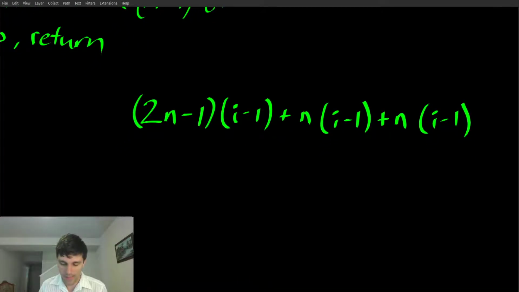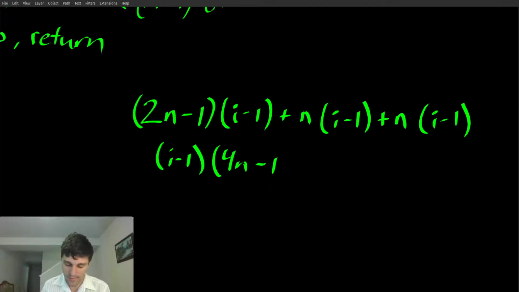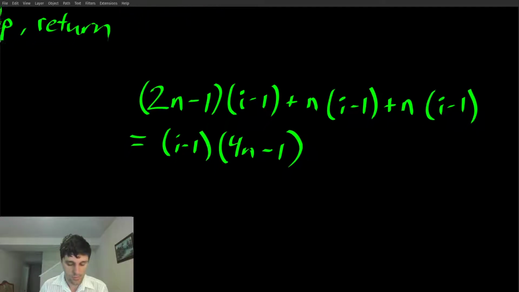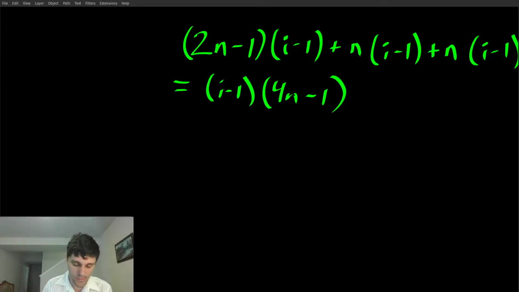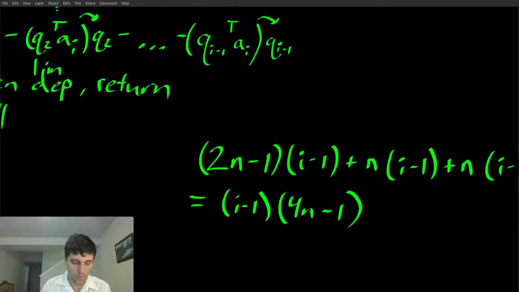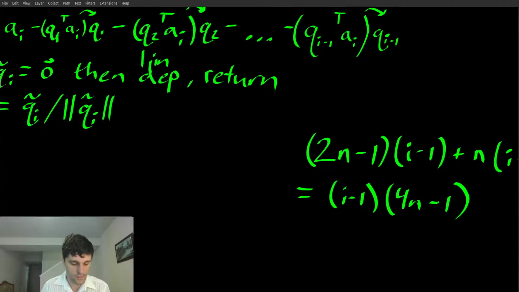So we can factor out the i minus 1 and say that we have i minus 1 times a total of 4n minus 1 flops, right? And that is happening for each k, right? So the total flops in that part of the loop is, well, actually, hold on, let's do this part too, because we also need to do this normalization here.